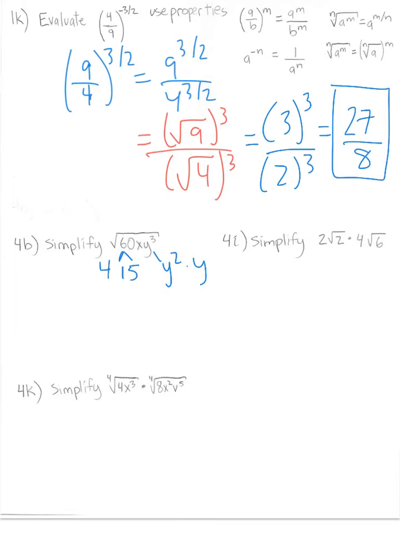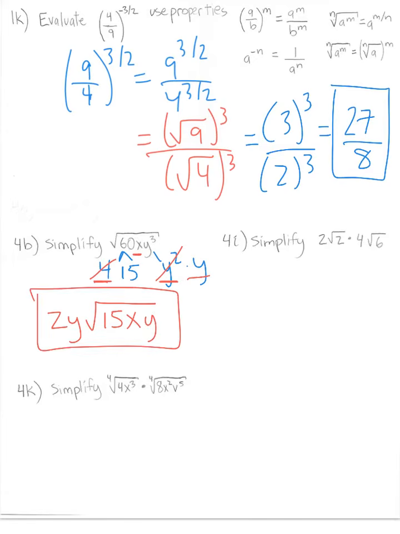So we're looking at square roots, we're looking at perfect squares. So the square root of 4 is 2, so a 2 comes out. 15 is not a perfect square, and there's no perfect squares hiding under it. And then y squared, the square root of that, is y. So I have 2y on the outside. On the inside, I have 15. I still have my x, and I still have this y. So that is the simplified form of the square root of 60xy cubed.